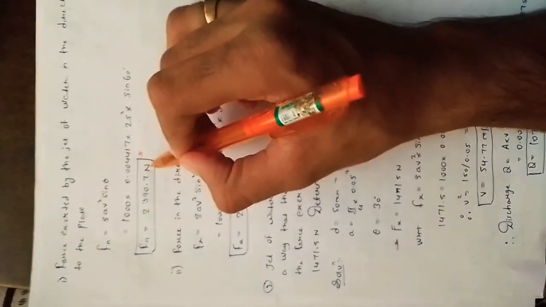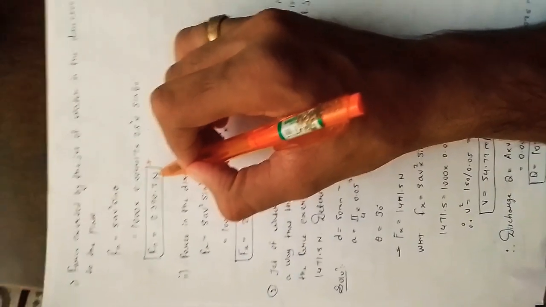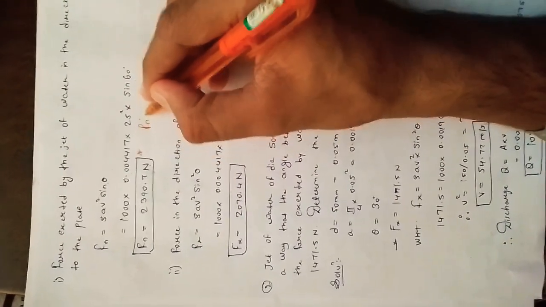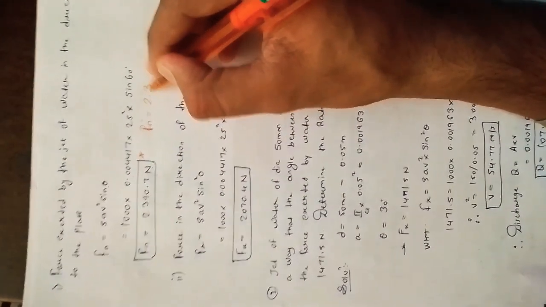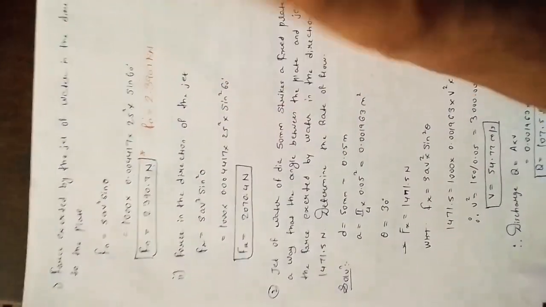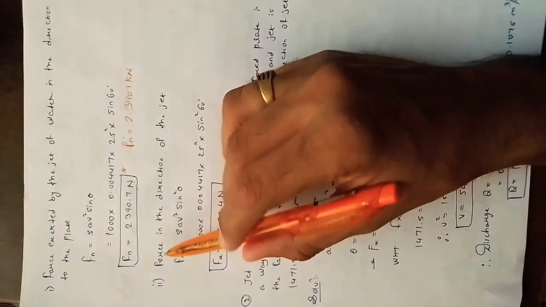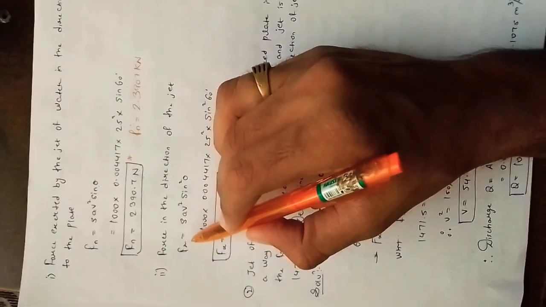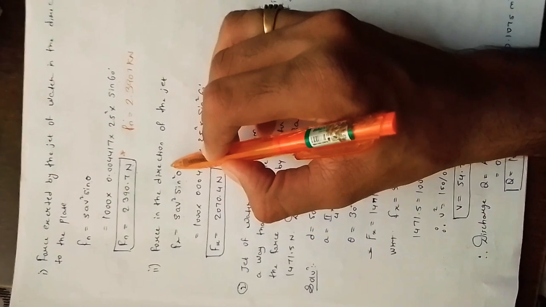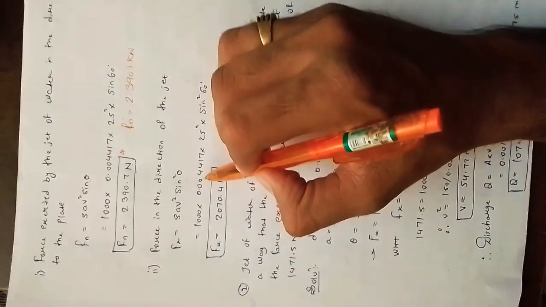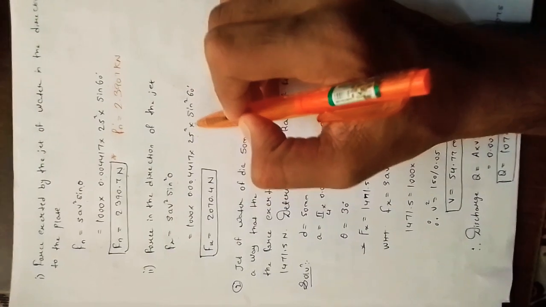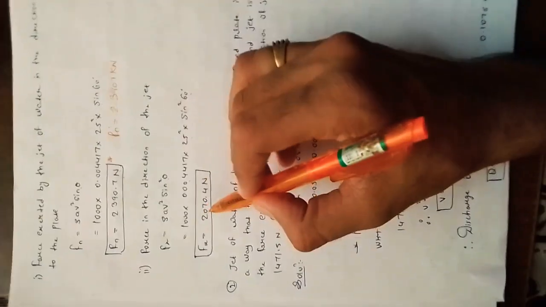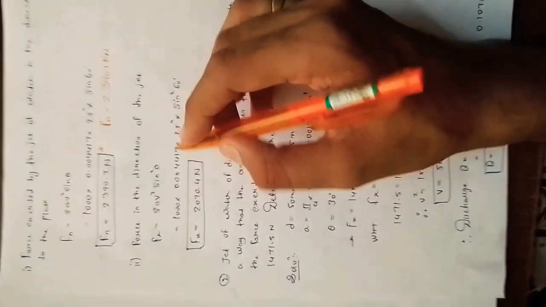This amount of force is exerted by the jet on the plate in normal direction. We can also write it in kilonewton, it will be 2.3907 kilonewton. Similarly, to find the value of Fx on the plate, Fx will be equal to rho a v square into sin square theta. Rho is 1000, area we have calculated, velocity is 25, into sin square 60. So the value is 2070.4 Newton.